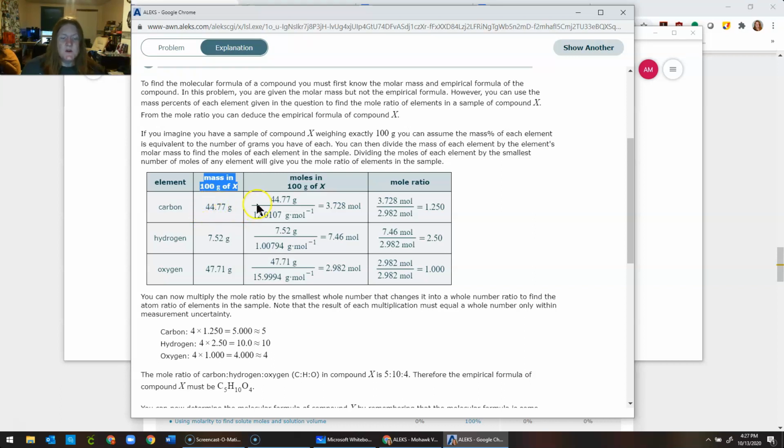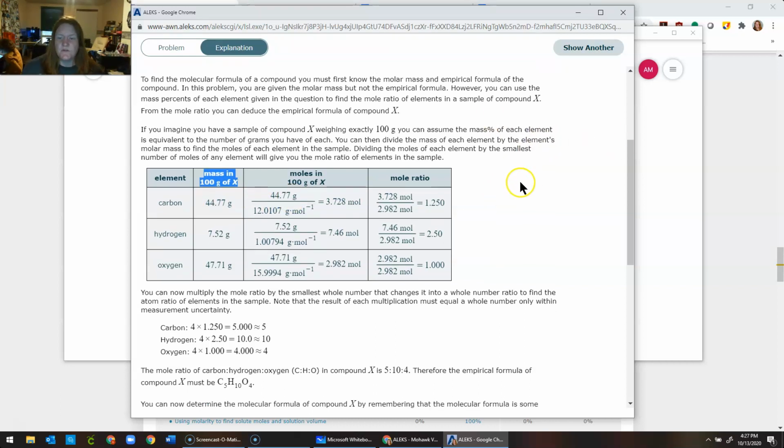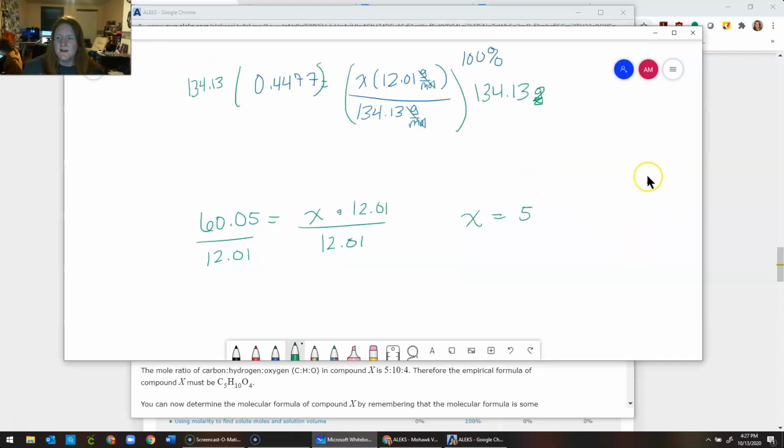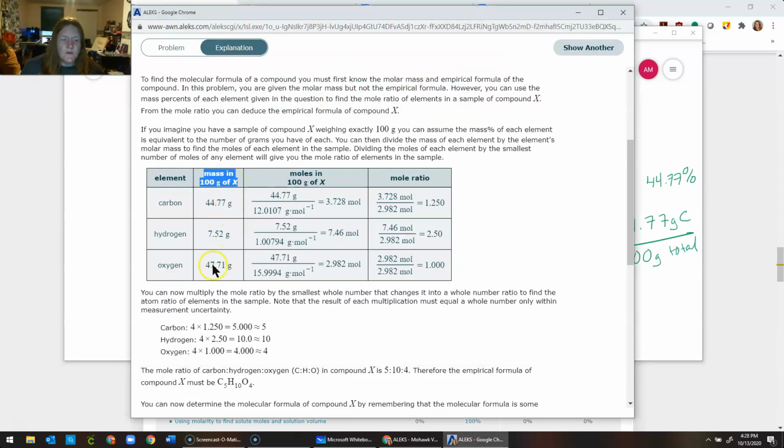You can always think of fractions. It's a good idea to think of percentages that way. They're really a fraction, right? 44.77% is the same thing as 44.77 out of 100. And in this case, this would be grams of carbon and grams total. All right, and so that's the logic there. And that's where they got these numbers from.